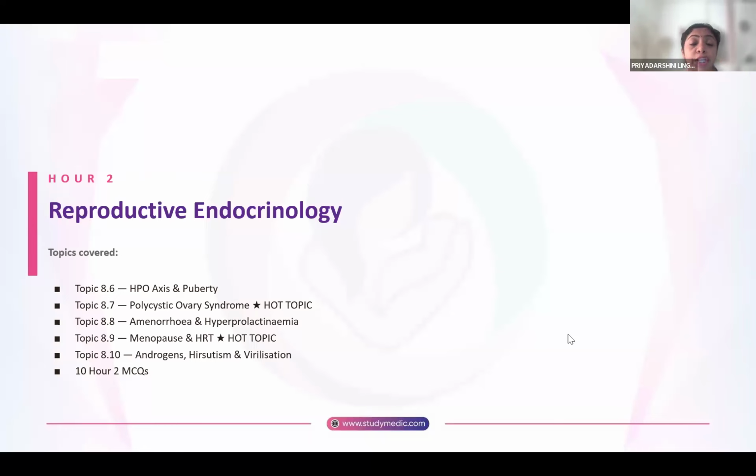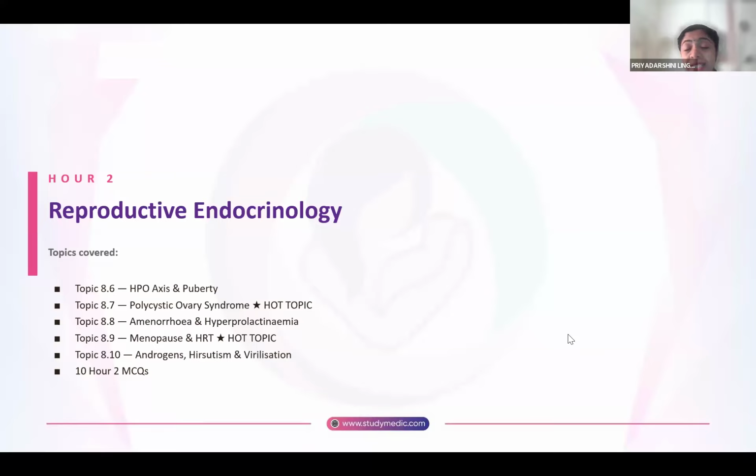So far we looked into the core endocrinology and the main endocrine organs around which your questions can be targeted. Now, the second hour of endocrinology is going to be dedicated to reproductive endocrinology. Again, you can expect a minimum of physiology itself. So how are we going to divide this? We are going to look into the basis of reproductive endocrinology, the hypothalamo-pituitary-ovarian axis, and the changes in puberty and some pubertal disorders.